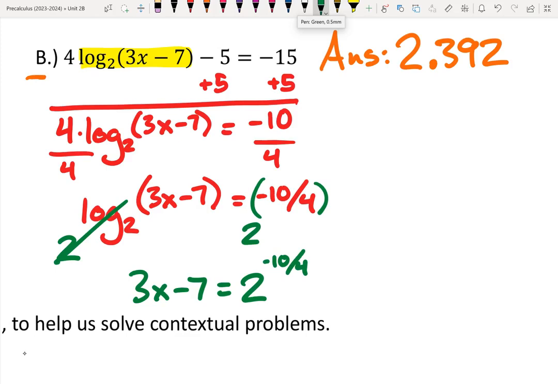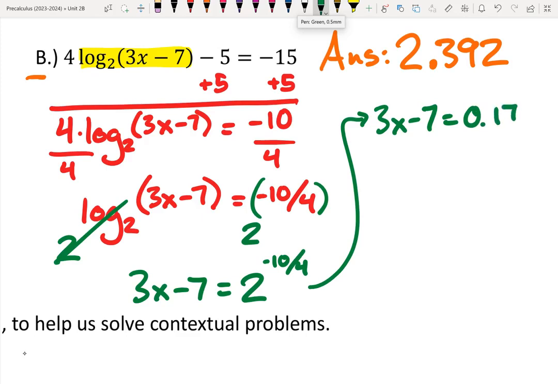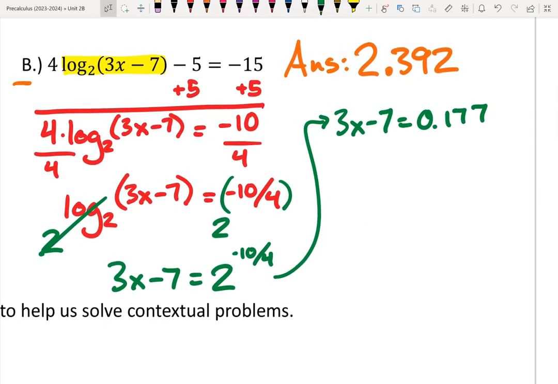What is 2 to the negative 10 fourths power, guys? 0.1177. Okay. Yep, 177. There we go. Okay. And then what do we do next? Add 7. 7.1177. And then, so final answer 2.392.